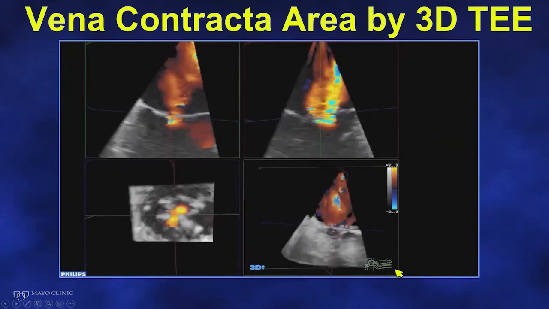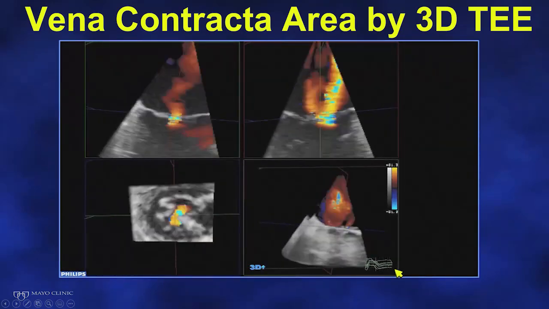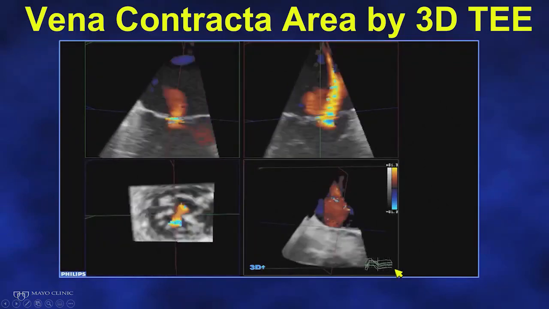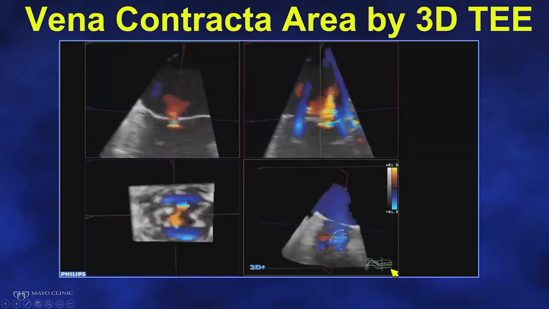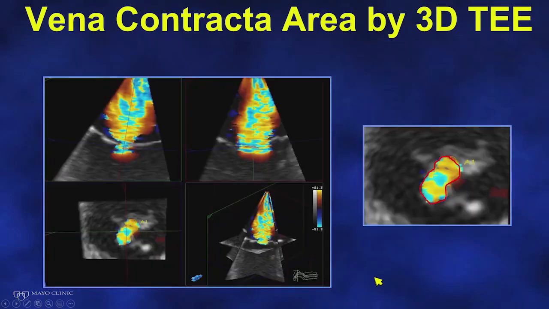So 3D vena contracta has now come about, and there have been numerous publications regarding this. And you capture a 3D pyramidal data set, usually a multiple beat acquire, so you get a higher frame rate. You then take it into multiplanar reconstruction, get the widest orifice, get it at the right timing of the cardiac cycle, zoom in on it, and then you can measure the 3D vena contracta area.